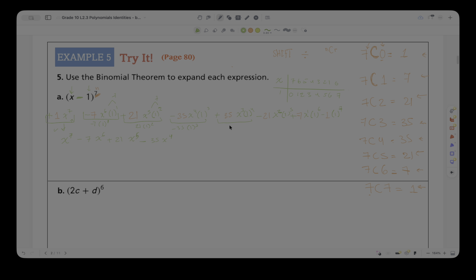And then here 35 times 1 to the power of 4. It's going to be 35 only, and then just put the variable x to the power of 3. Same here. Negative 21 times 1 to the power of 5. It's going to be -21. Put the variable x squared. Here 7 times 1 to the power of 6 is going to be 7. Just put down the variable. X to the power of 1 is basically x. Here -1 times 1 to the power of 7 is going to be -1. That's it. Easy peasy lemon squeezy.